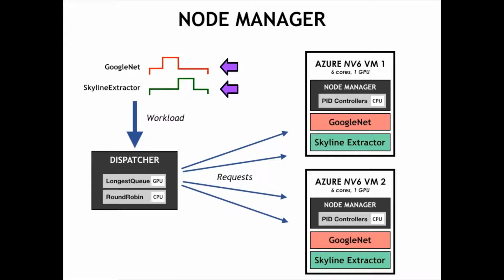As we will see, the experiment starts with moderate traffic for both the applications. Then a peak of requests for GoogleNet starts, and as soon as it finishes, a peak for Skyline Extractor comes in.